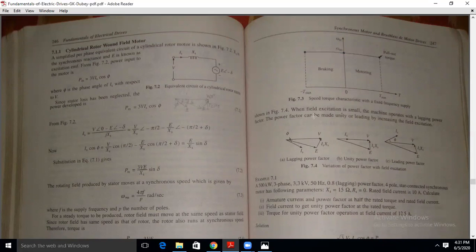When the field excitation is small, the machine operates with a lagging power factor. The power factor can be made unity or leading by increasing the field excitation. So just by changing the field excitation, we can operate the motor with different power factors. Here, these are the three cases for the lagging power factor.